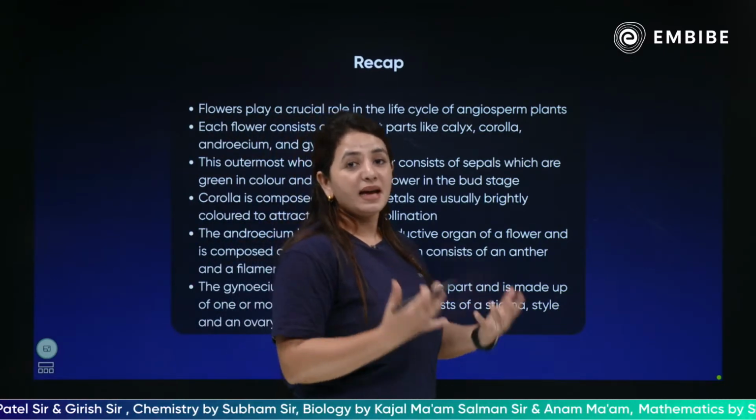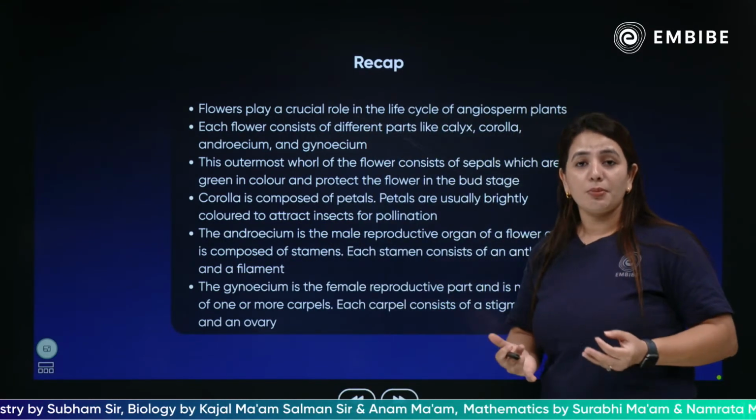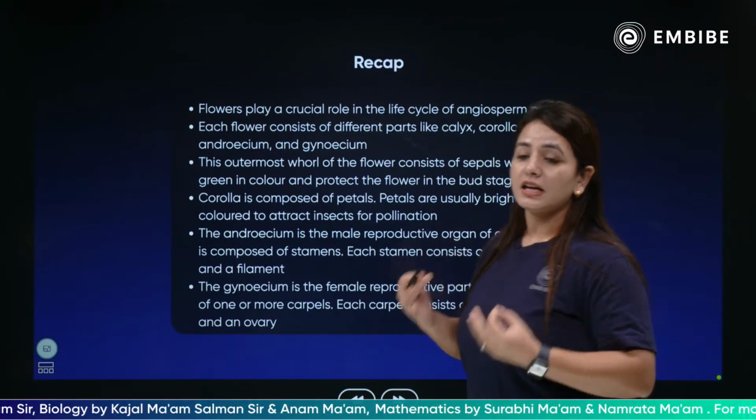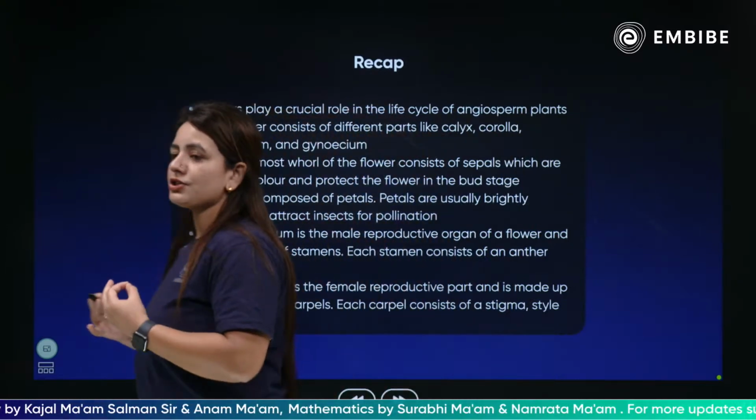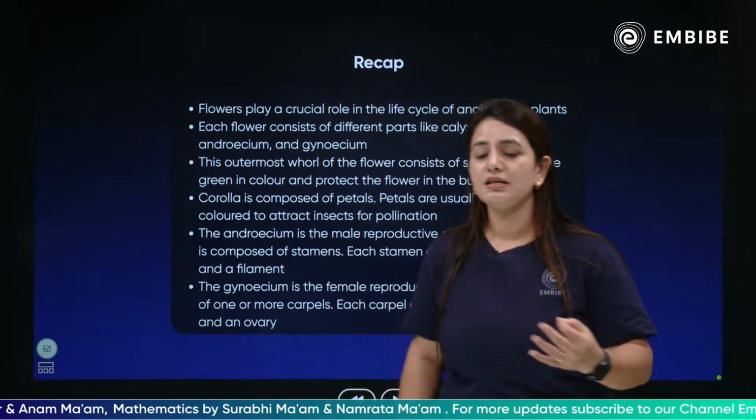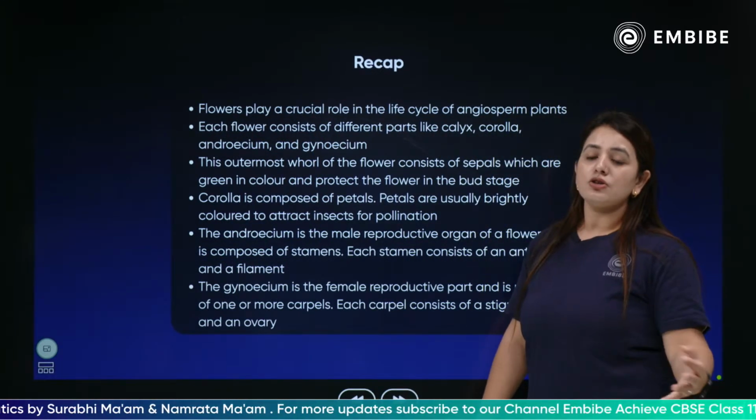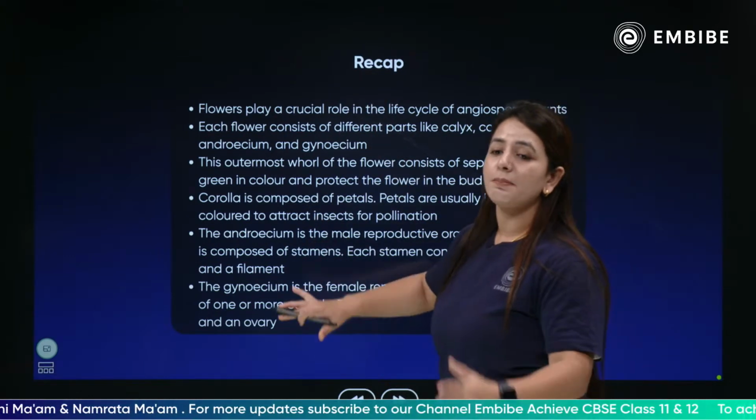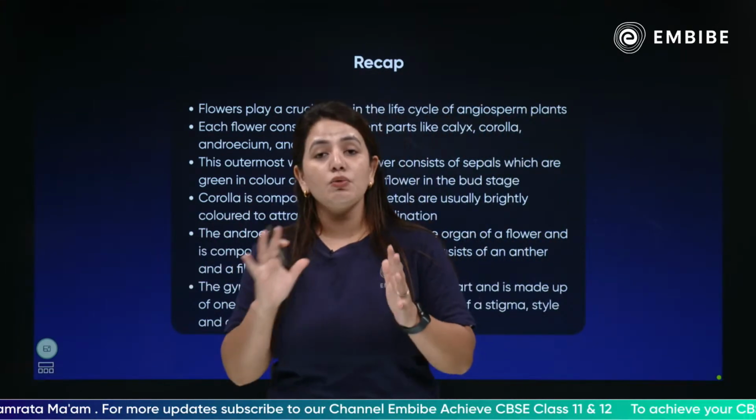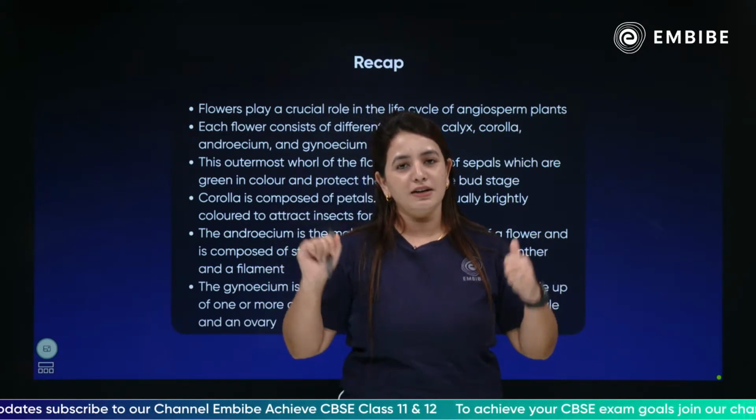Then there is the gynoecium, which is the female reproductive part. A single unit is called the carpel, which is further divided into stigma, style, and of course the ovary. These are the parts of the gynoecium. So children, this is what we studied in the previous lecture, and I'm giving you a brief idea of it, which is why we have this recap.